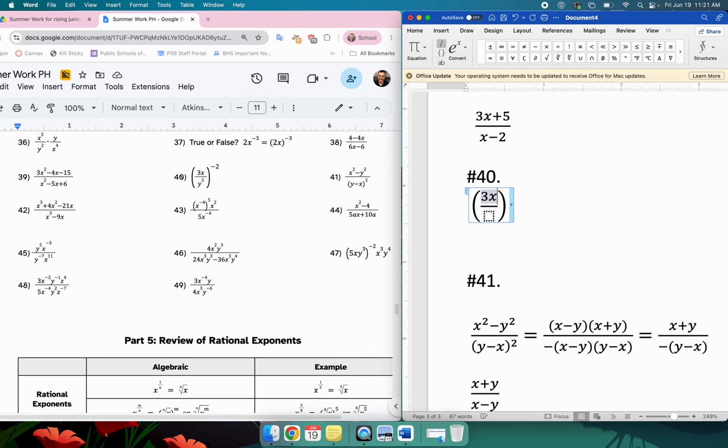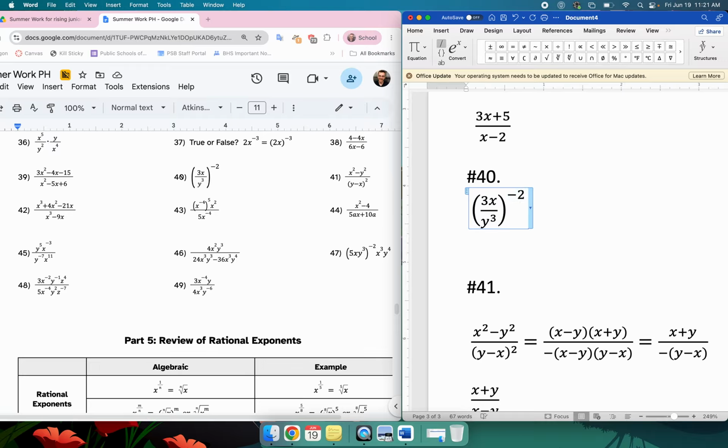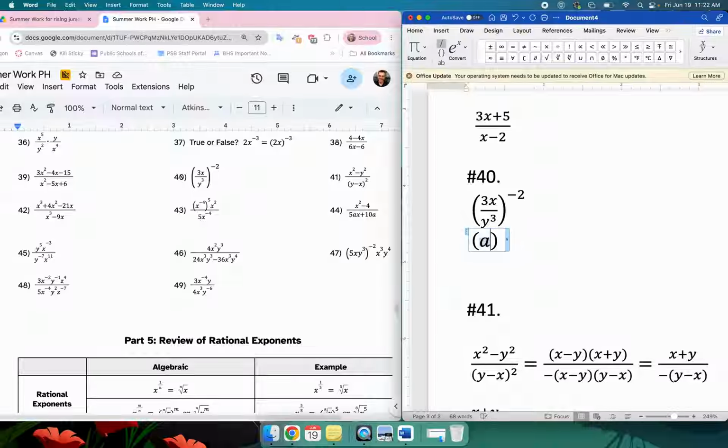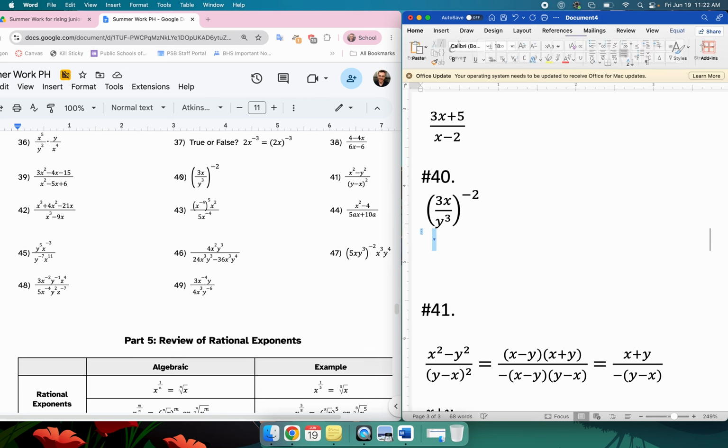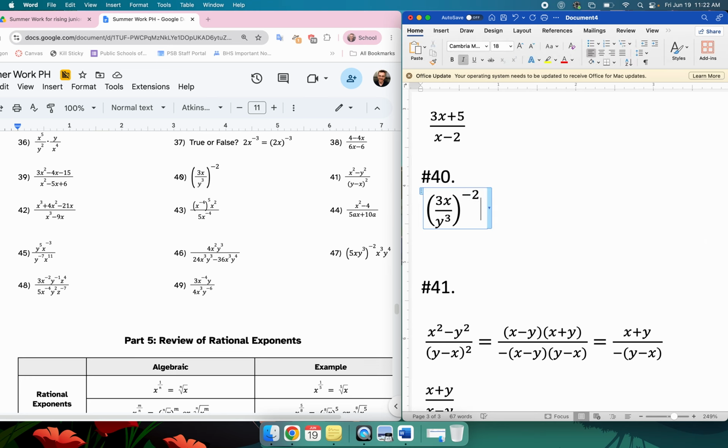Number 40, the actual number 40 is 3x over y cubed all raised to the negative 2. So there's a few ways to think about this. Here's kind of a painful way. You could say to yourself, I'm going to distribute the negative. First of all, there's a rule which says that if you have a fraction a over b raised to a common exponent, then that exponent distributes to the top and the bottom. And so we could use that to say this negative 2 is going to distribute to the entire numerator and the entire denominator.